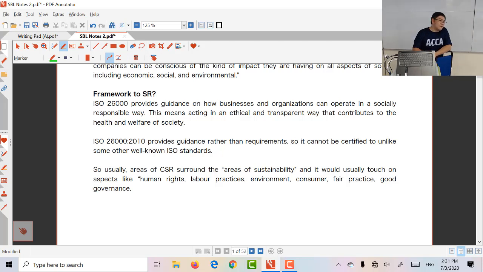Yes. If you go to your Google internet, you can see there's ISO 26000. Okay? Remember ISO? When was the ISO that we've discussed before?